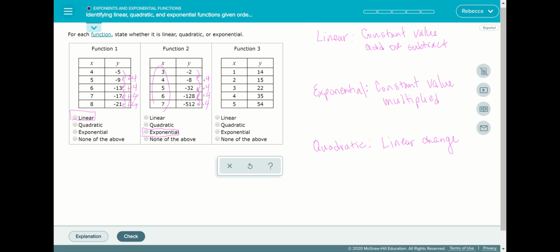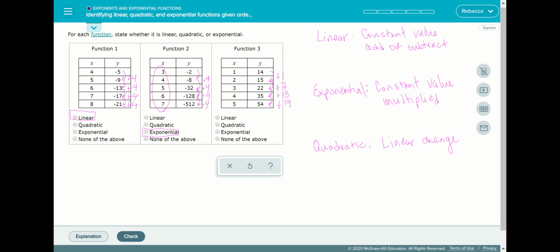We were multiplying by the same value. Again, function 3, all of our x values increase by 1. So now our task is to see if they're adding the same value or if we might have a linear change. And so when I go from 14 to 15, we added 1. 15 to 22, we added 7. 22 to 35, we must have added 13. From 35 to 54, we added 19.